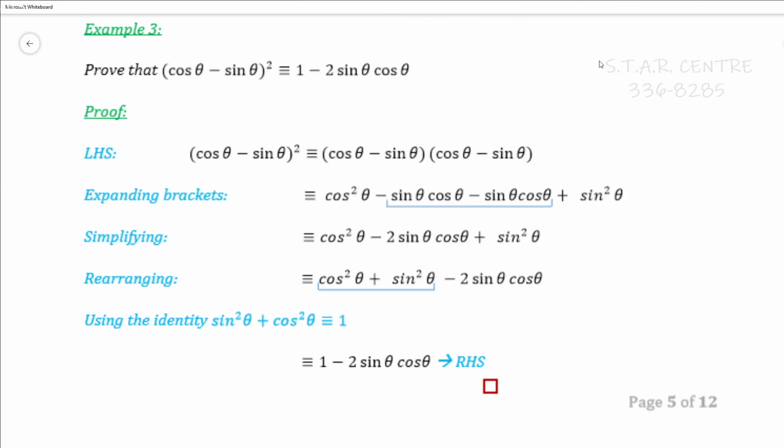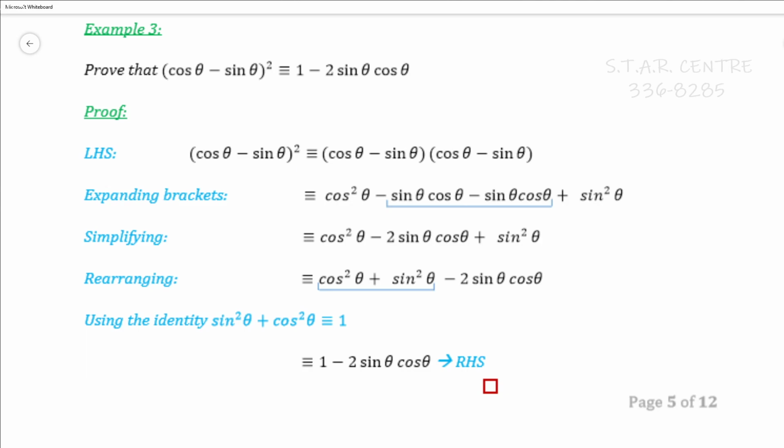Example 3. Prove that cos theta minus sine theta all squared is identical to 1 minus 2 sine theta cos theta. So for our proof, I'm starting off with the left hand side of the identity, which is cos theta minus sine theta all squared. So whenever we have an identity that you are not sure about how we are going to start it, you can relate it to something that is familiar to you.